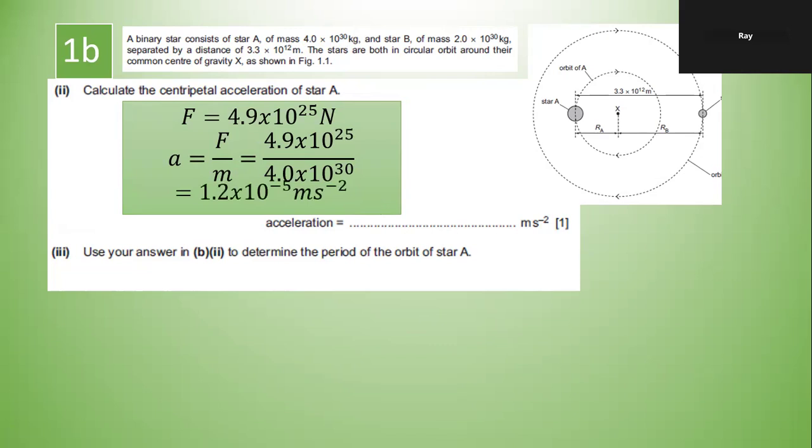Use your answer in part B2 to determine the period of orbit of star A. Remember, they move just like they are attached to each other. And they move together.